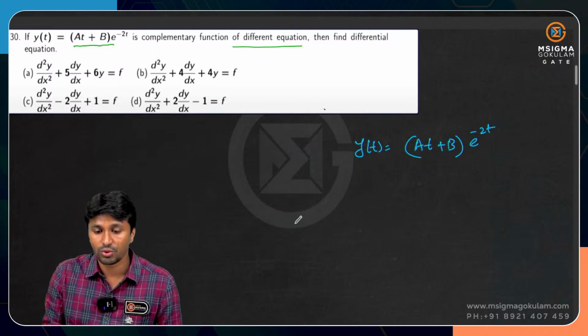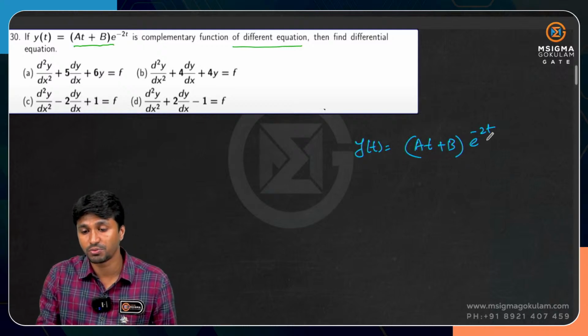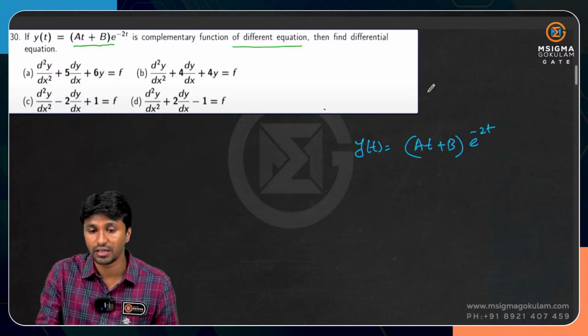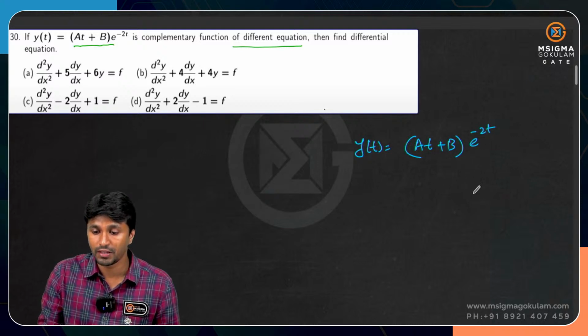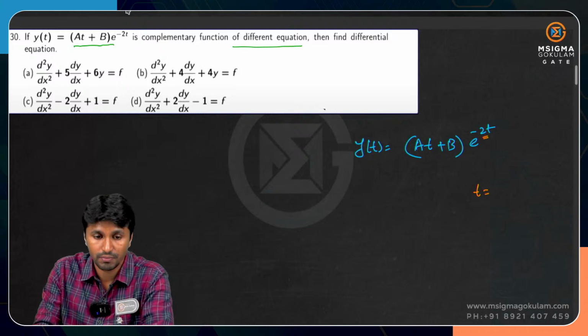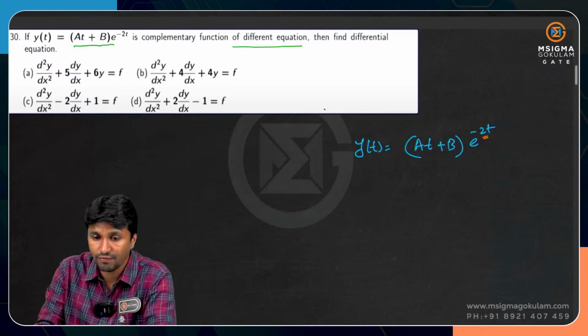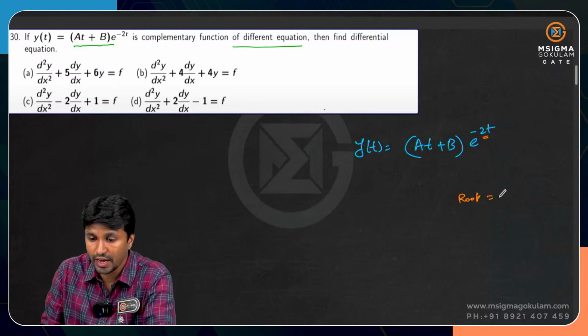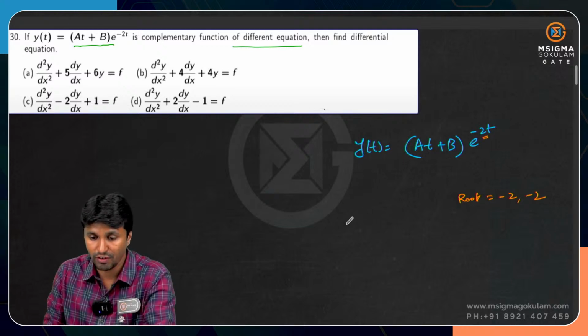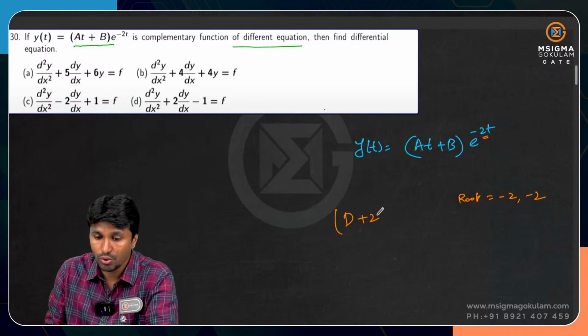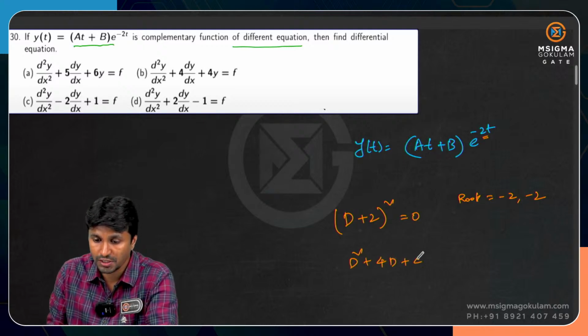So if you have repeated roots, the solution will be of this form. Look at this equation and tell me what will be the roots of the differential equation. You can clearly see that we have the repeated roots as minus 2. So therefore (D plus 2) whole square is equal to 0. So therefore D square plus 4D plus 4 is equal to 0.